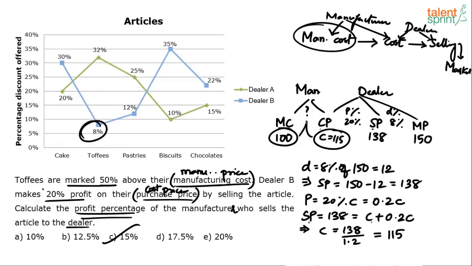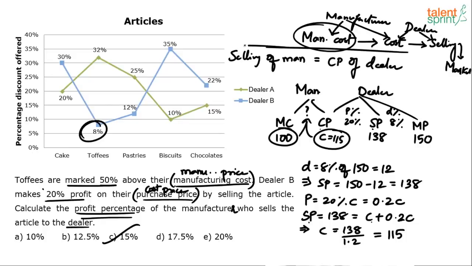This question mark that we have to find out is between these two values. 100 has become 115, meaning there is a profit of 15%. You're able to follow? Understand, this is manufacturing cost. This is cost price for the dealer, meaning selling price for the manufacturer. Selling price of the manufacturer is equal to the cost price of the dealer. This is the key.